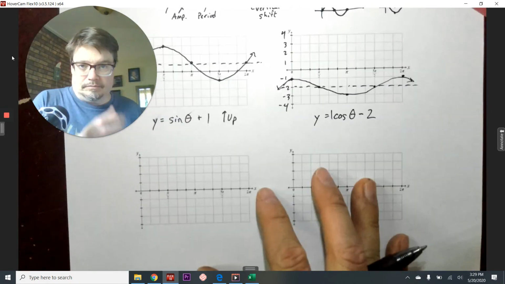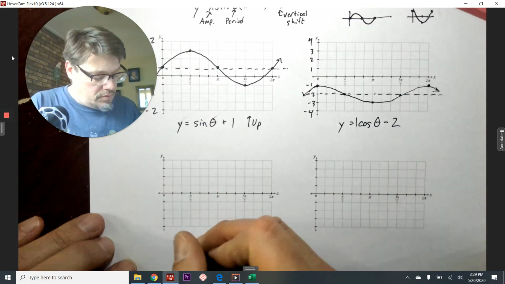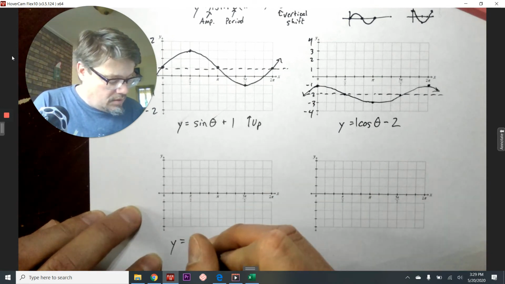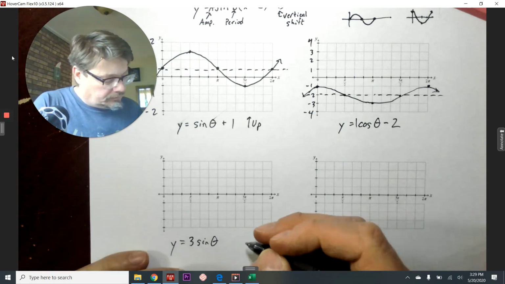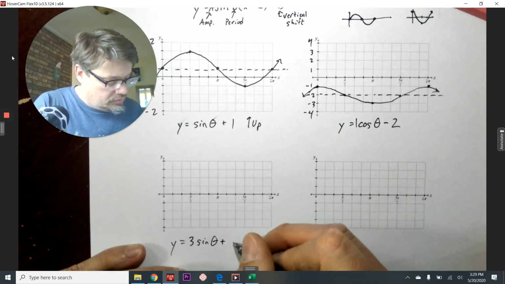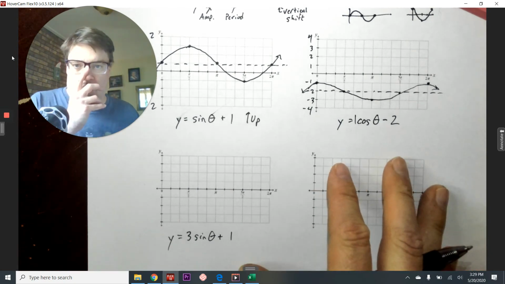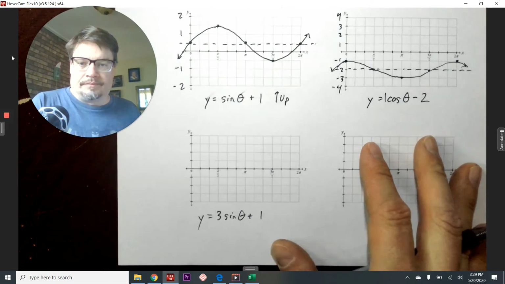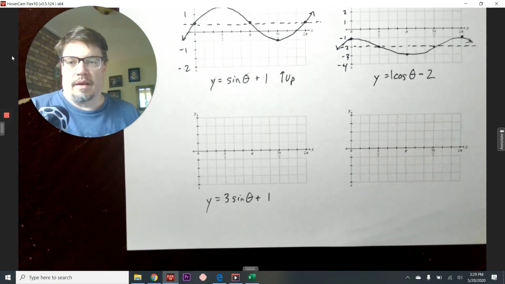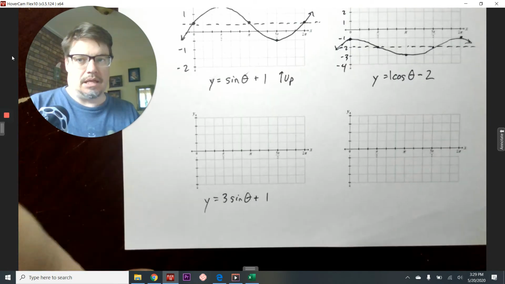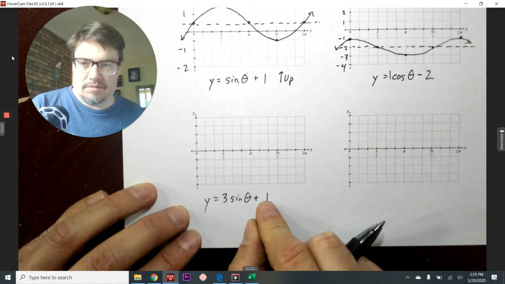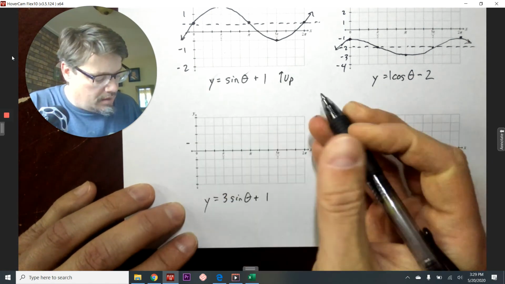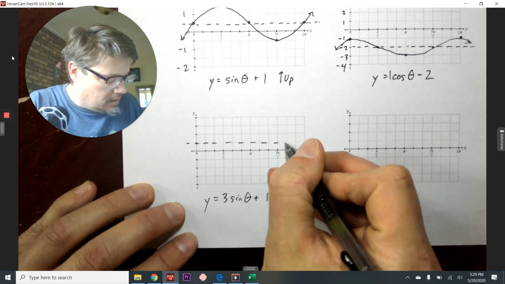Okay, I'm going to do one more real quick. Let's go y equals 3 sine theta plus 1. Okay, plus 1. So 3 sine theta plus 1. Now I'm simultaneously doing an A and a D. So I see that the positive 1 is here outside of parentheses, so this means I go to positive 1, and I'm going to draw my baseline there.